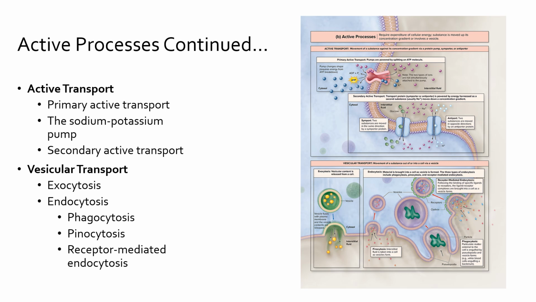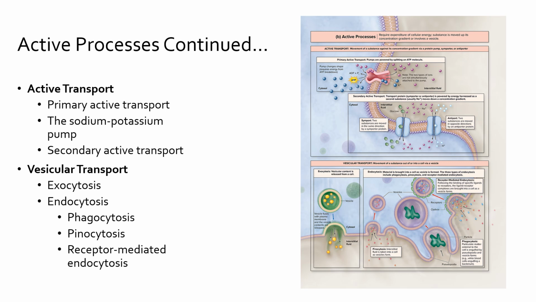Secondary active transport is when energy stored in the electrochemical gradient of one molecule, usually sodium ions, drives the transport of another molecule against the concentration gradient. This doesn't directly require ATP hydrolysis, but depends on the energy provided by the ion gradient established by the primary active transport.